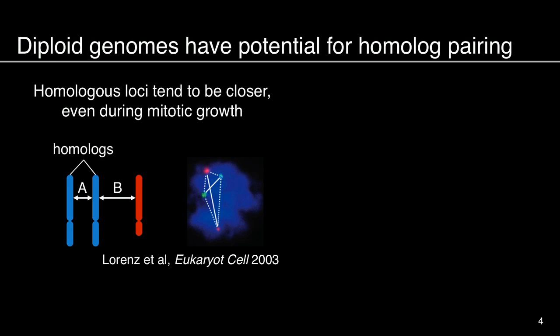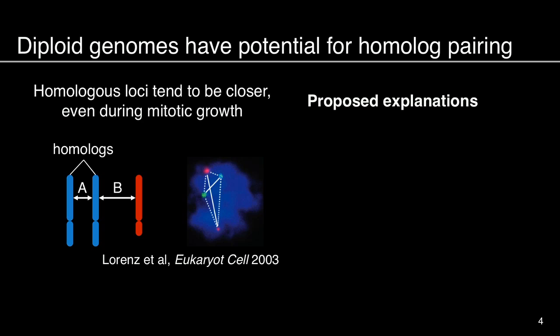But one thing that these previous studies haven't considered, of course, is diploidy. As Joseph mentioned earlier, most wild strains of yeast are found in a diploid state. And in diploids, we know from various FISH studies that homologous loci tend to be closer to each other on average than non-homologous loci. And this is even in mitotic growth without any meiotic pairing.